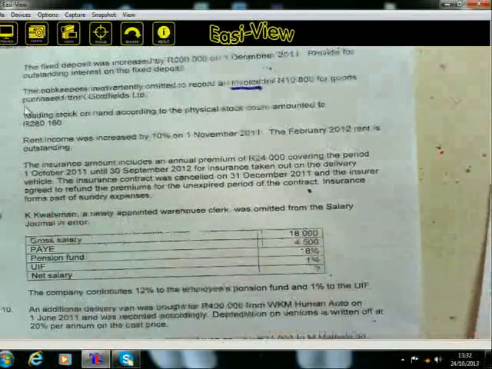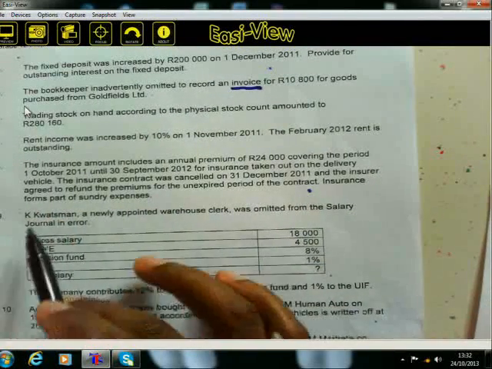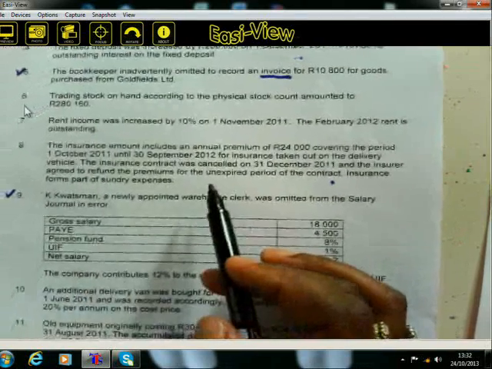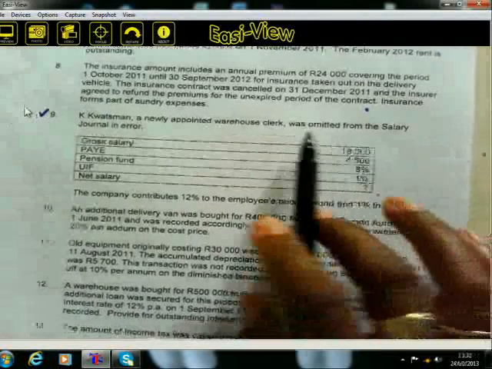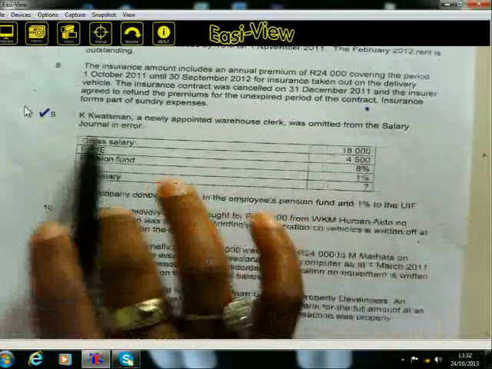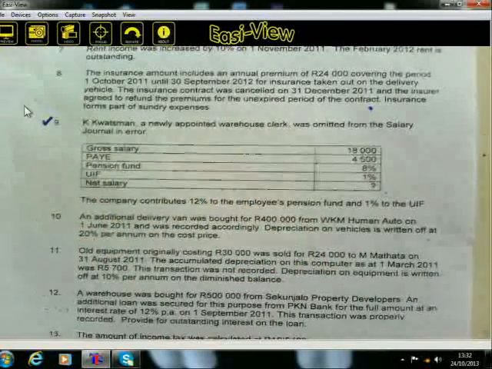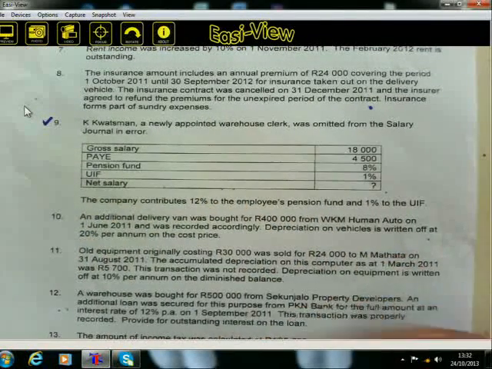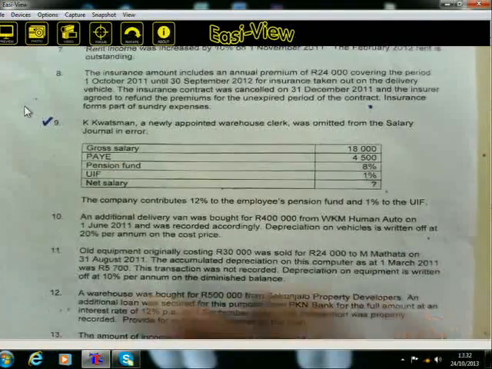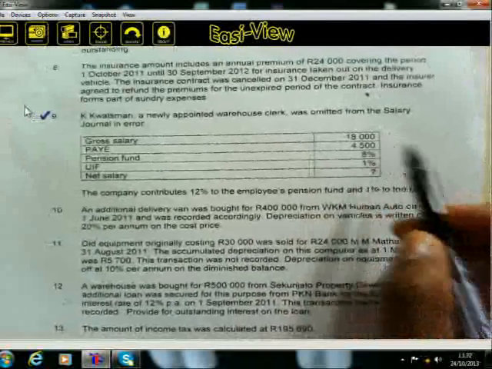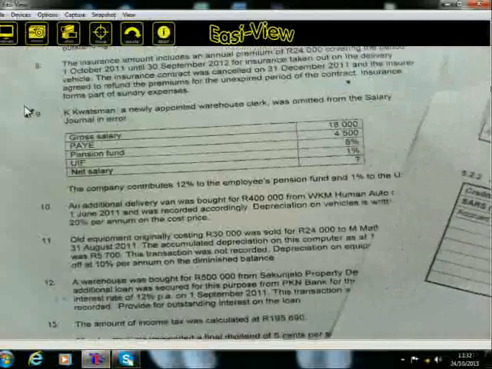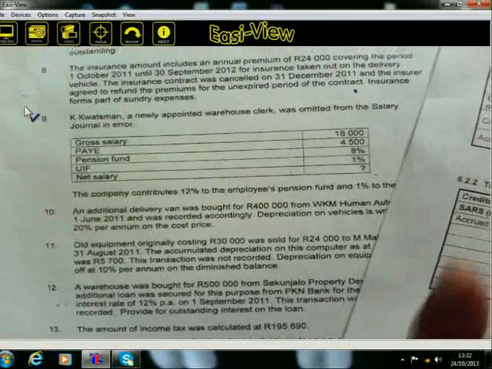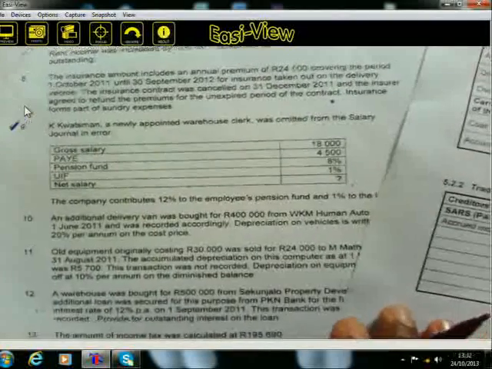Let's go to number 9. Number 9, we say K. Katzman, a newly appointed warehouse clerk, was omitted from the salary journal in error. Here we have been given a summary whereby they say the gross salary is 18,000, pay as you earn is 4,500. Remember, according to our workings, we have already entered the 4,500. It's given to us.